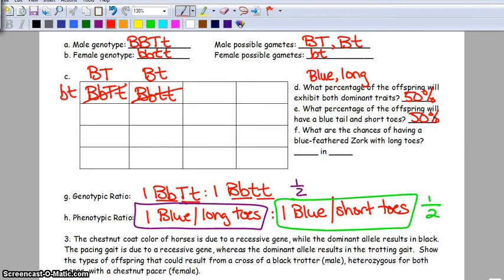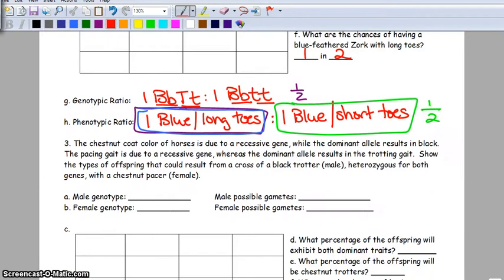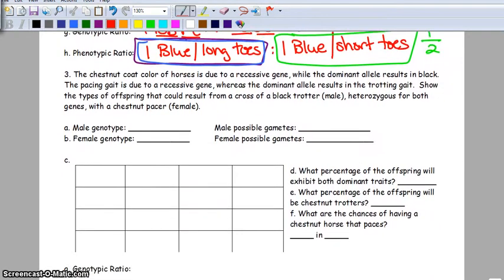And F, what are the chances of having a blue feathered zork with long toes? That's this guy again, blue feathered zork with long toes. That is 1 out of a possible 2. So if you look with this combination, no chance of having a red feathered zork. All right, let's move on to our last example, number 3.